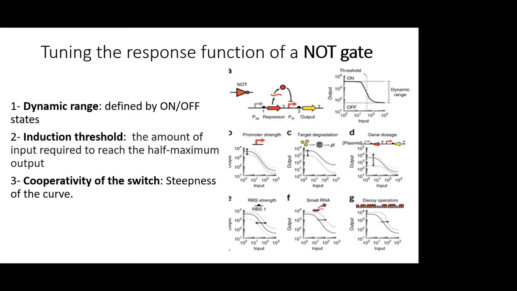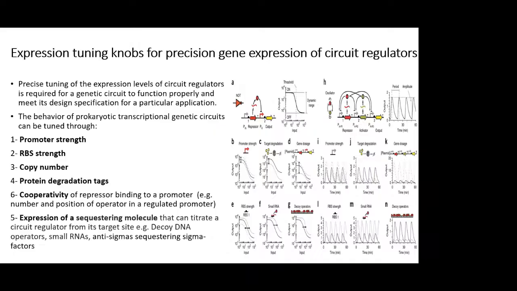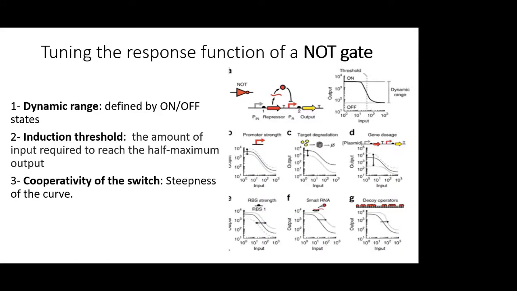You can tune the different characteristics of the response function, which are the dynamic range, the induction threshold, and the cooperativity of the switch, using the different expression tuning knobs that I discussed: the promoter strengths, the ribosome binding strengths, the copy number, the protease tags, the cooperativity, and also the expression of sequestering molecules. This is an example of using different expression tuning knobs to tune the shape of the response function.